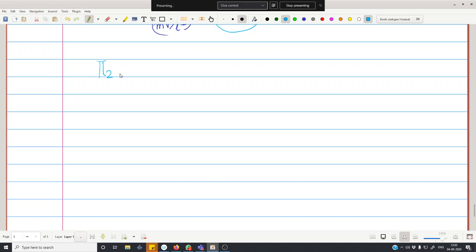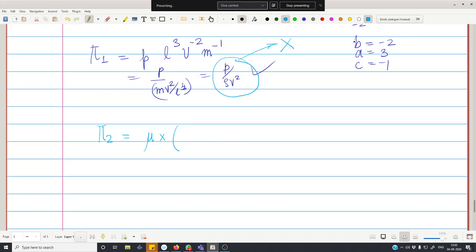So pi 2 will be equal to viscosity multiplied by L to the power A, V to the power B, M to the power C. Then what will I write? I will write viscosity as M to the power 1, L to the power minus 1, T to the power minus 1.